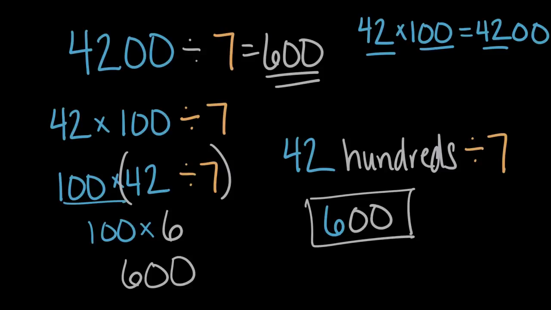So here again, we were able to solve a tricky problem, one that had a 4-digit number, without using any long division, but instead using what we know about place value or hundreds and zeros.